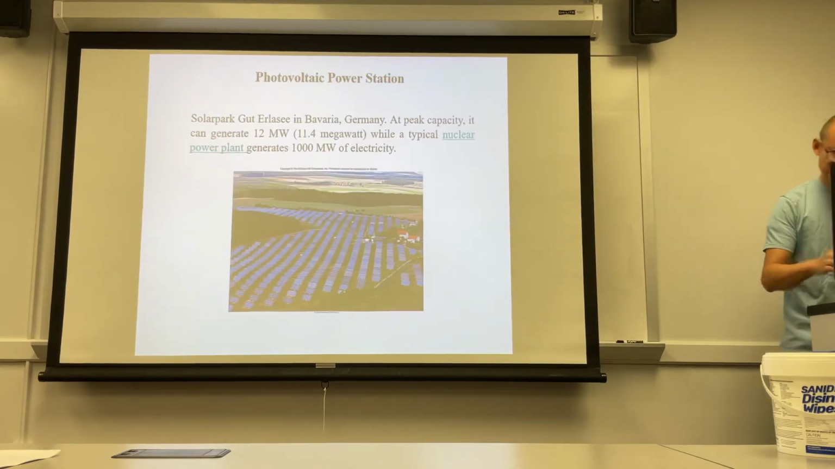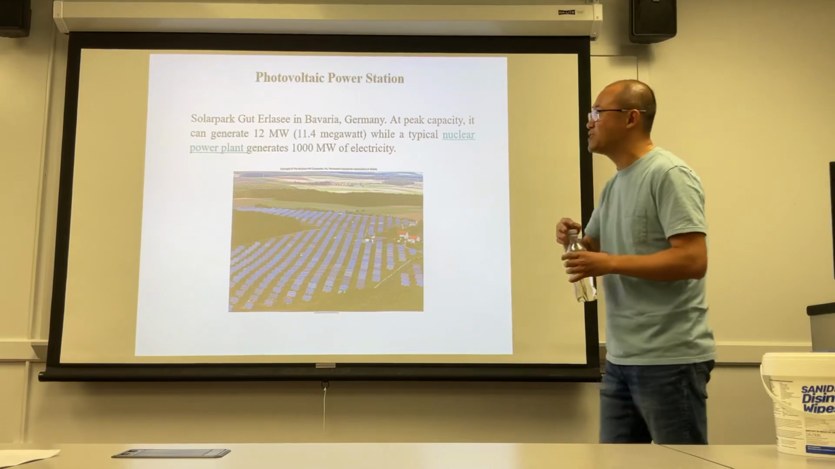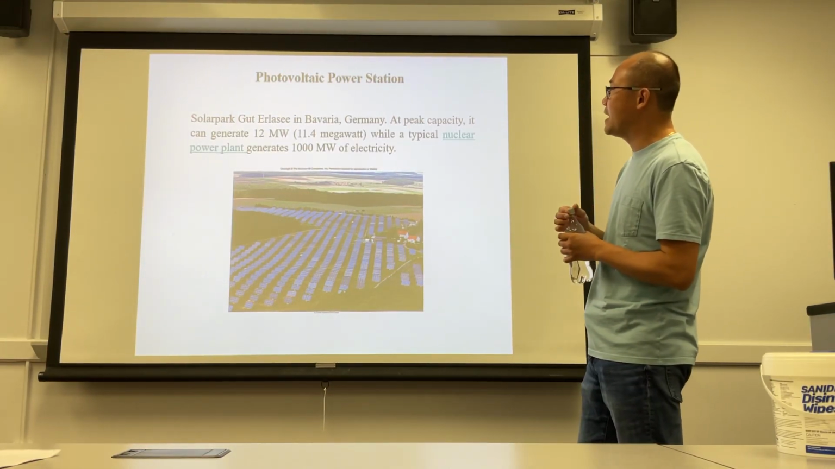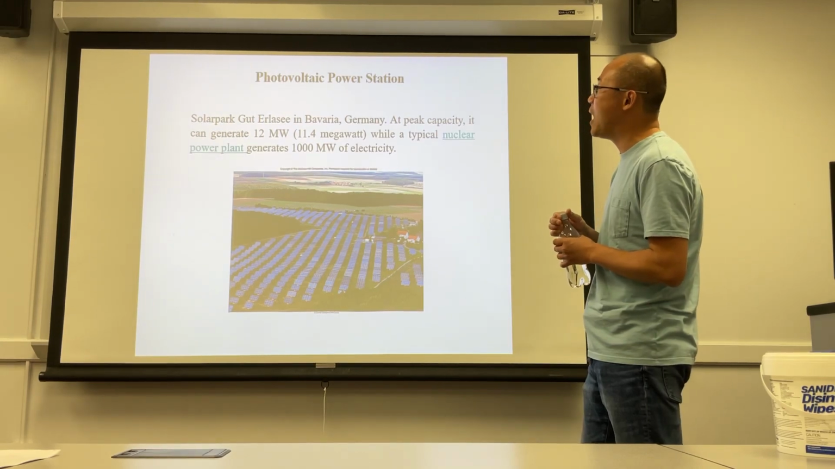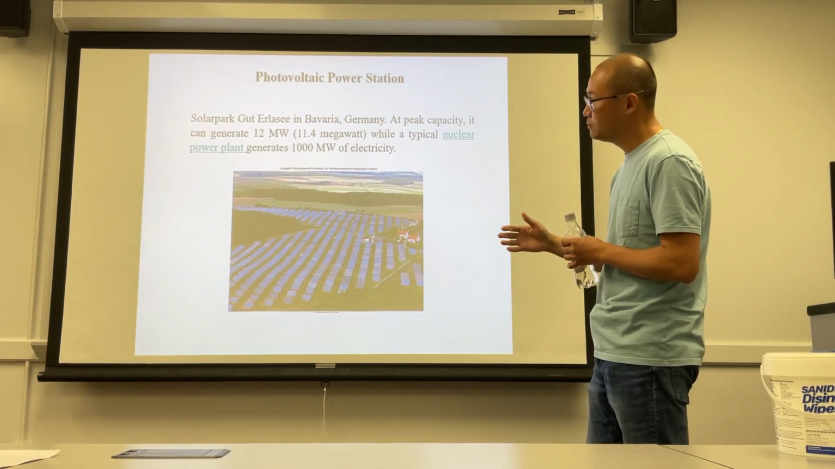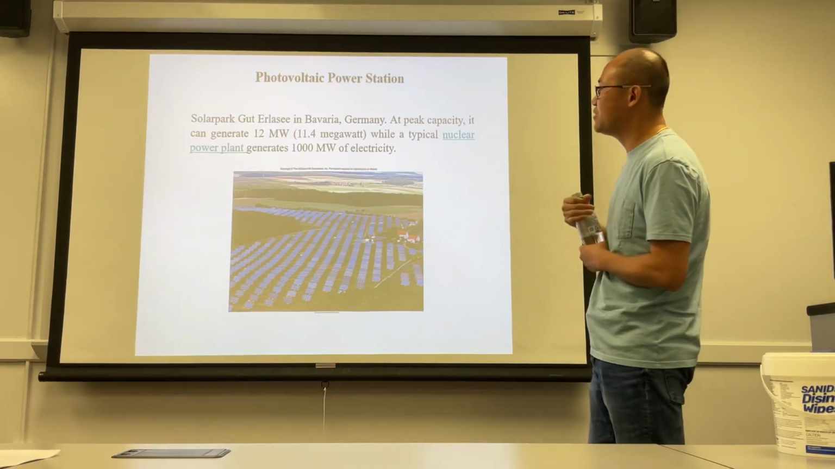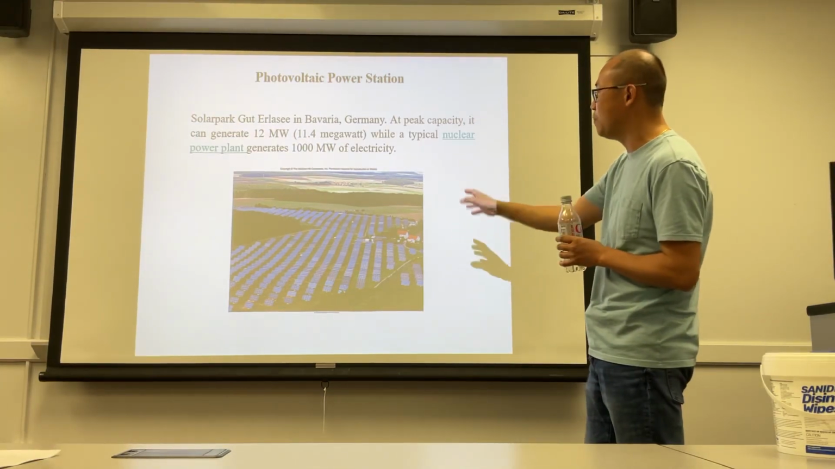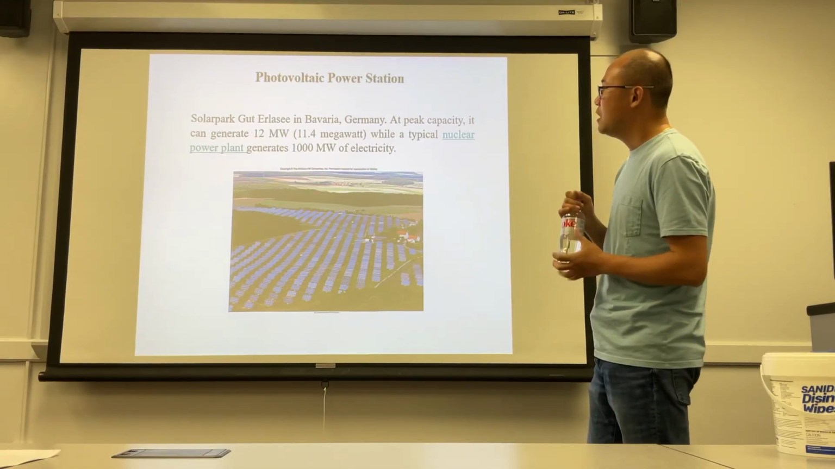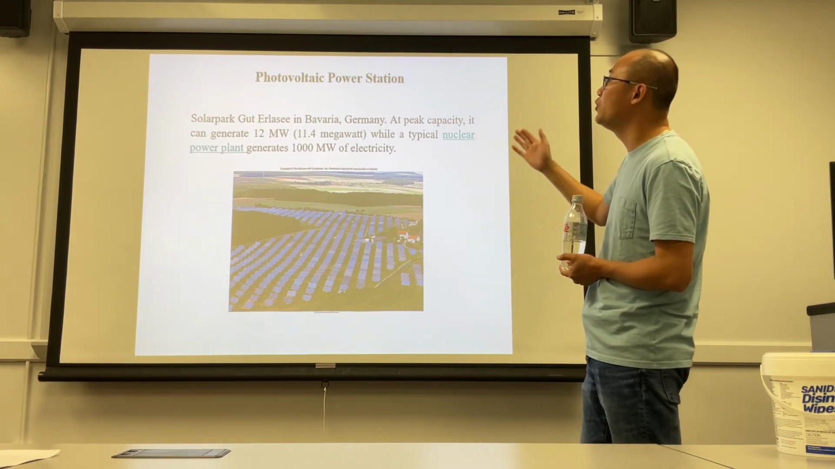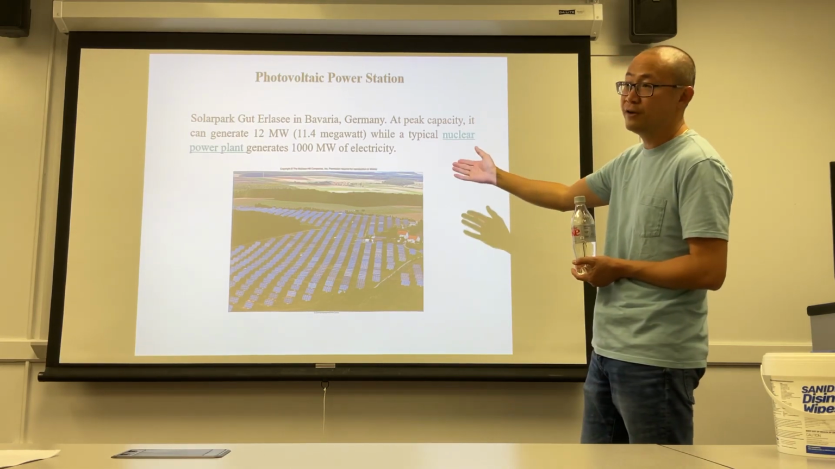And of course, those are small scale ones. This is a picture of a big one. This is a solar panel array in a photovoltaic power station, like a power plant. This one is in Germany, and the peak capacity, you can see that this power plant can generate 12 megawatts, or 11.4 megawatts, while a typical nuclear power plant generates 1,000. You see the comparison.